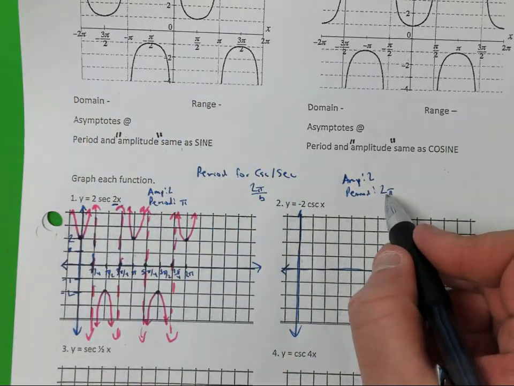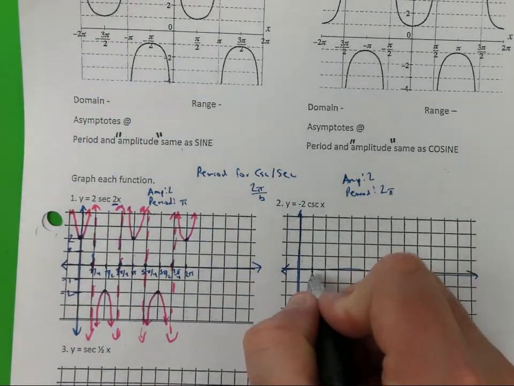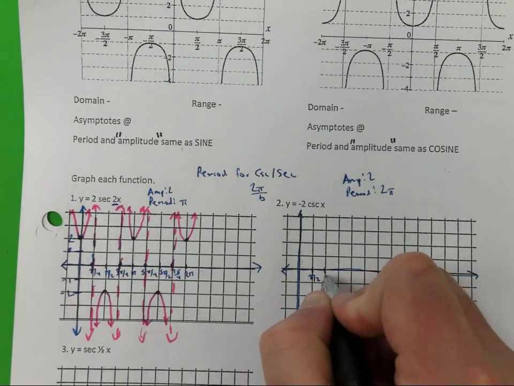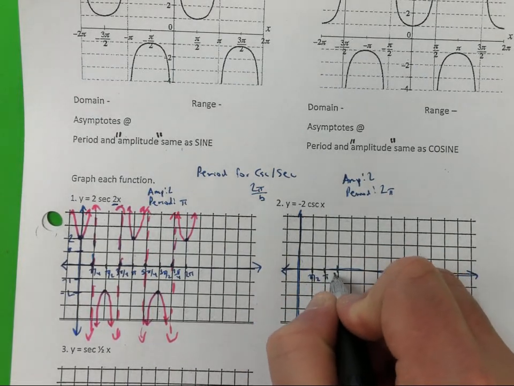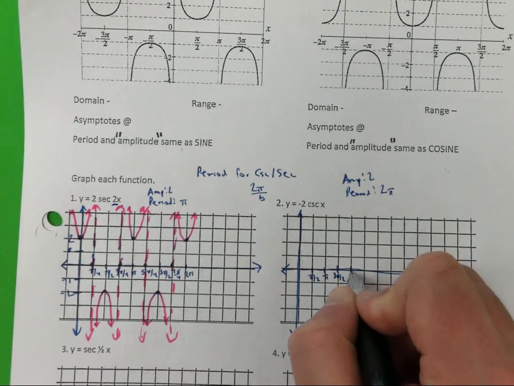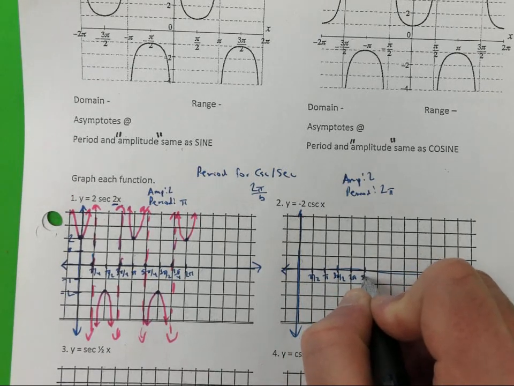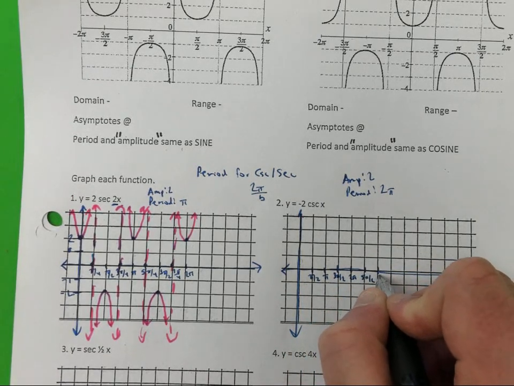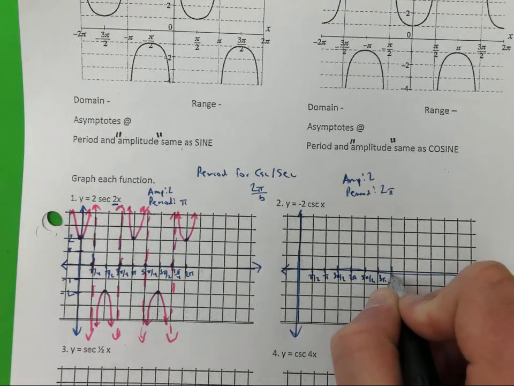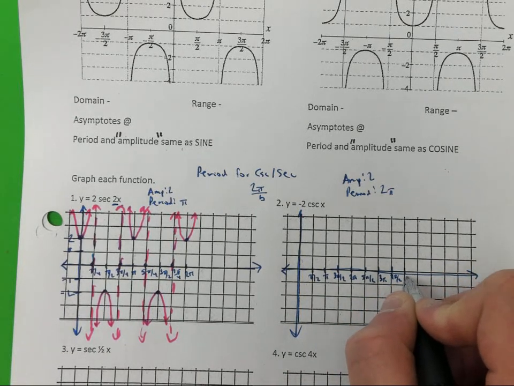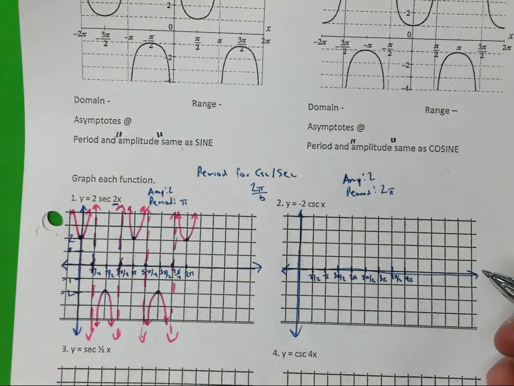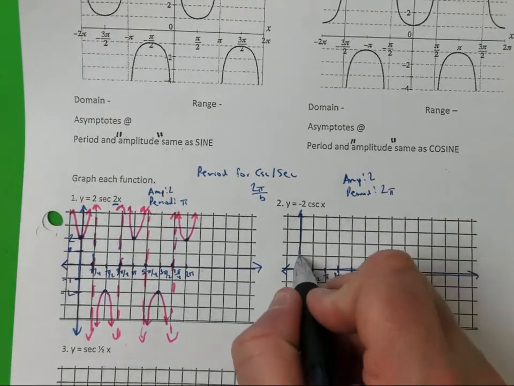Two pi divided by 4 is pi over 2. I'm going to start with pi over 2 and increase by that. 2 pi over 2 is pi. 3 pi over 2. 4 pi over 2 is 2 pi. 5 pi over 2. 6 pi over 2 is 3 pi. 7 pi over 2. And 8 pi over 2 is 4 pi. My amp is 2.